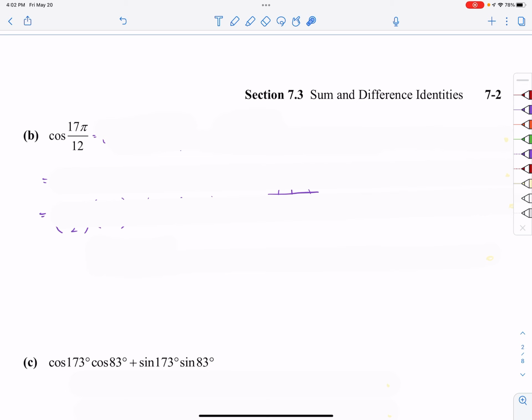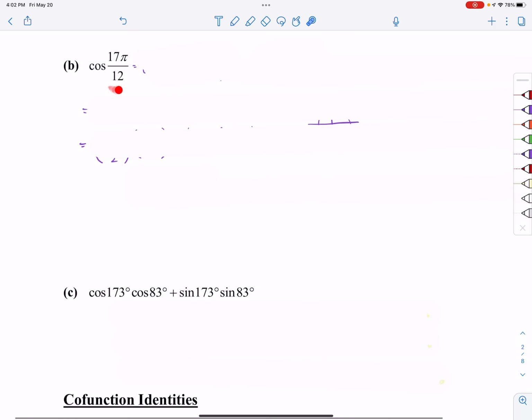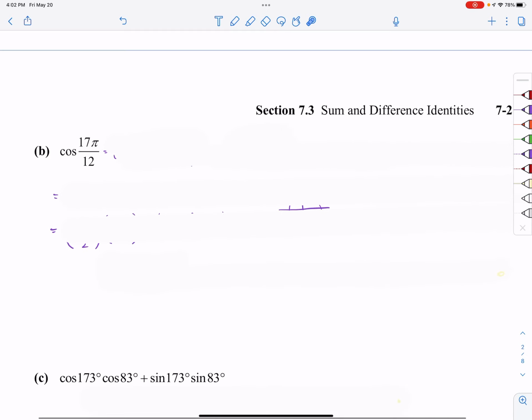For instance, you could use 1 pi over 12 plus 16 pi over 12, and that would equal 17 pi over 12. But unfortunately, I don't know what 1 pi over 12 looks like on the unit circle, so it's not something that's usable. Another option would be maybe 2 pi over 12 plus 15 pi over 12. Now that would actually be a good pair of numbers to use. So let me just write that. That's not what I ended up using here, but let me just show you what that would look like.